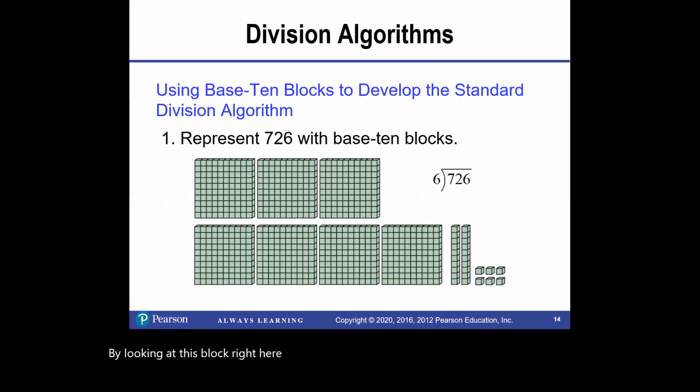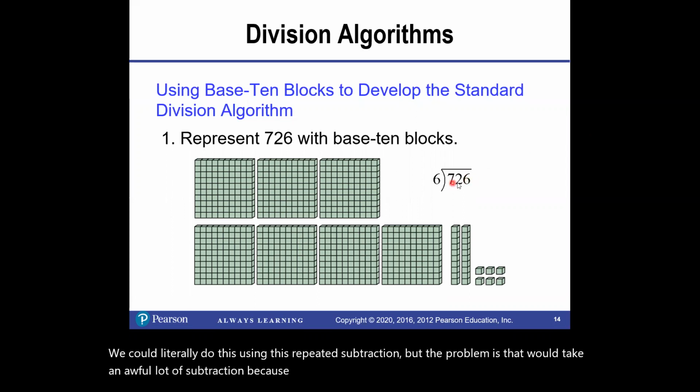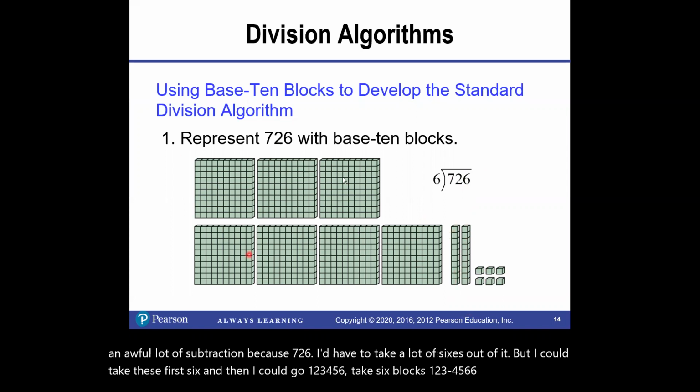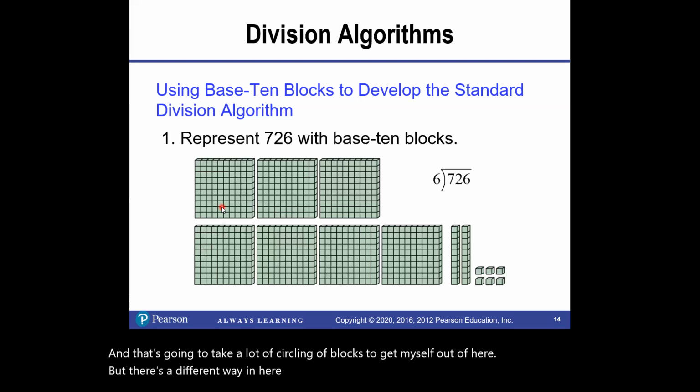So let's do this. You can do this using the standard block. We could literally do this using repeated subtraction, but the problem is that would take an awful lot of subtraction, because 726, I'd have to take a lot of 6s out of it, but I could take these first 6. And then I could go 1, 2, 3, 4, 5, 6, take 6 blocks. 1, 2, 3, 4, 5, 6, 6 blocks, and keep doing. That's going to take a lot of circling of blocks to get myself out of here. But there's a different way in here, even beyond normal long division.